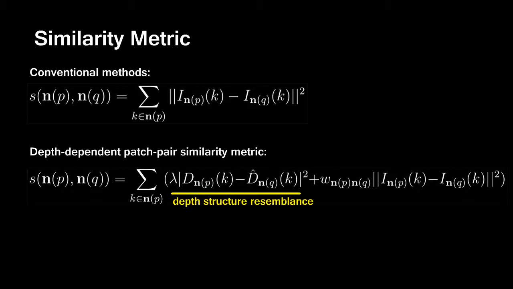The depth structure resemblance term measures the distance between their local depth structures. The depth-dependent color similarity term measures the color distance between pixels but emphasizes more on the pixels with similar relative depths. The depth-dependent weighting kernel penalizes the color discrepancy more at the pixels with more similar depth structures.